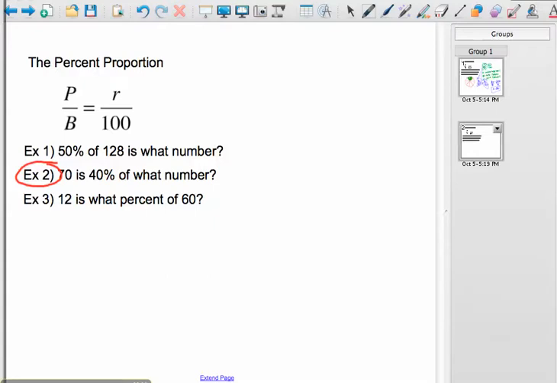So I see 70 is 40% of what number? When I see percents and I see other numbers, you can always use a percent proportion. So I write it to get myself used to it. I could say P, remember that is the part or the percentage, B is the base or the whole, equals R, which is the percent, over 100.